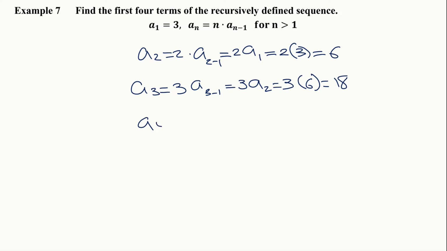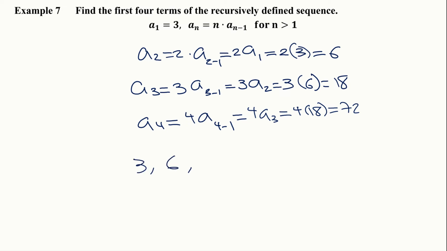and what is a4? Because we want the first 4 terms, right? So it's going to be 4 times a4 minus 1. So that's 4 a3. I know what a3 is. It's 18. So it's 4 times 18, which is 72. So basically we're looking at 3 for the first term, 6, 18, and then 72 for the fourth term. Okay, and we only have to find the first 4.